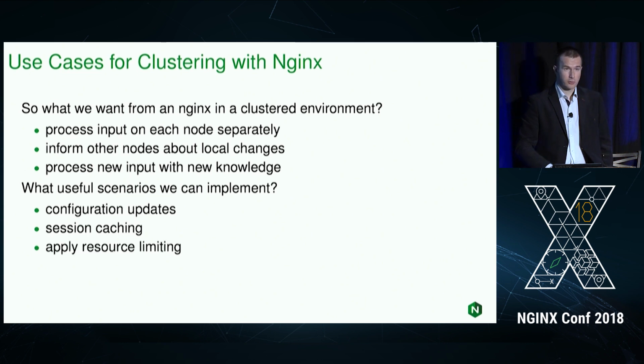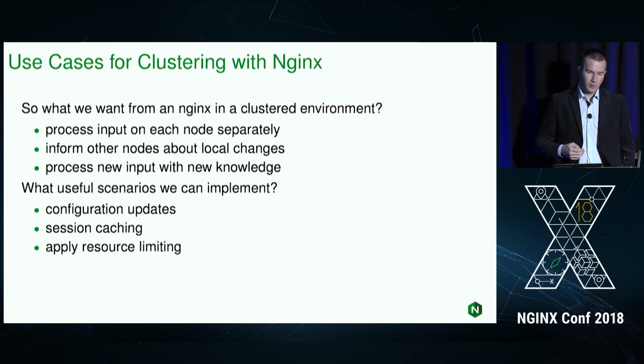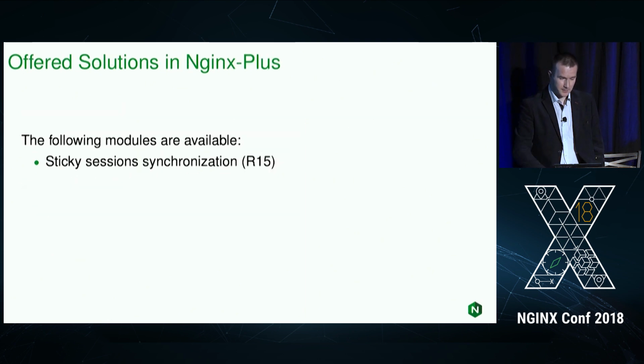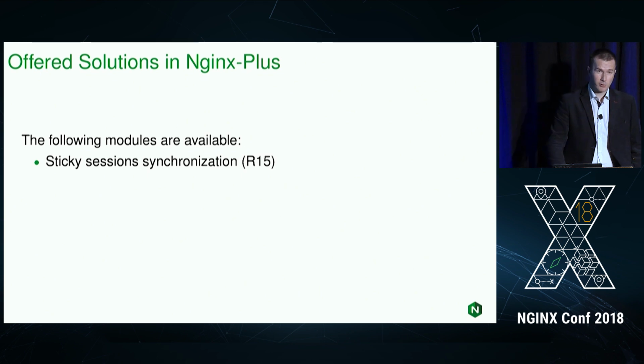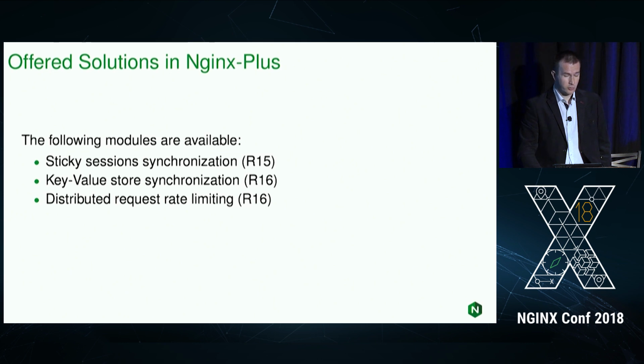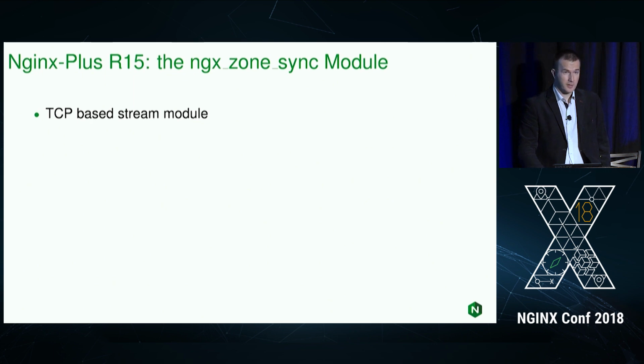And finally, we can apply resource limiting, where our nodes will be aware of the amount of data processed by other nodes. They can apply global resource limits. So right now, in NGINX Plus, we already have some modules that implement these strategies. In R15, we added the sticky session synchronization feature. In R16, we added key-value synchronization that can be used to manage configuration. And we have distributed request rate limiting, also in R16. Let me introduce the NGINX zone sync module, the core of our clustering solution.